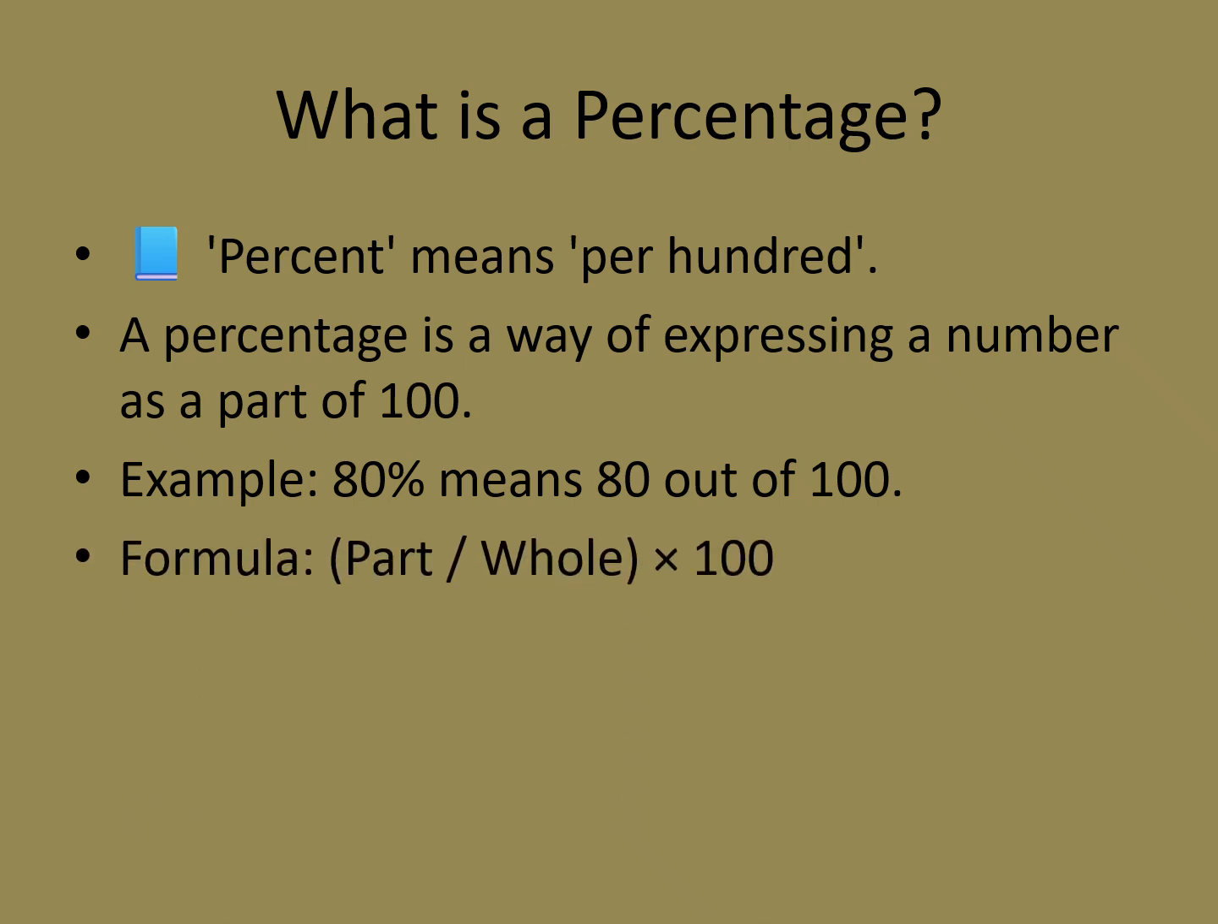Now how can you write this? What formula can you use? Part divided by whole, multiplied by 100. Let's see an example. Let's say I have scored 18 marks out of 20. So 20 is the whole and 18 is the part, and I want to find the percentage I have got. So I will multiply this by 100.